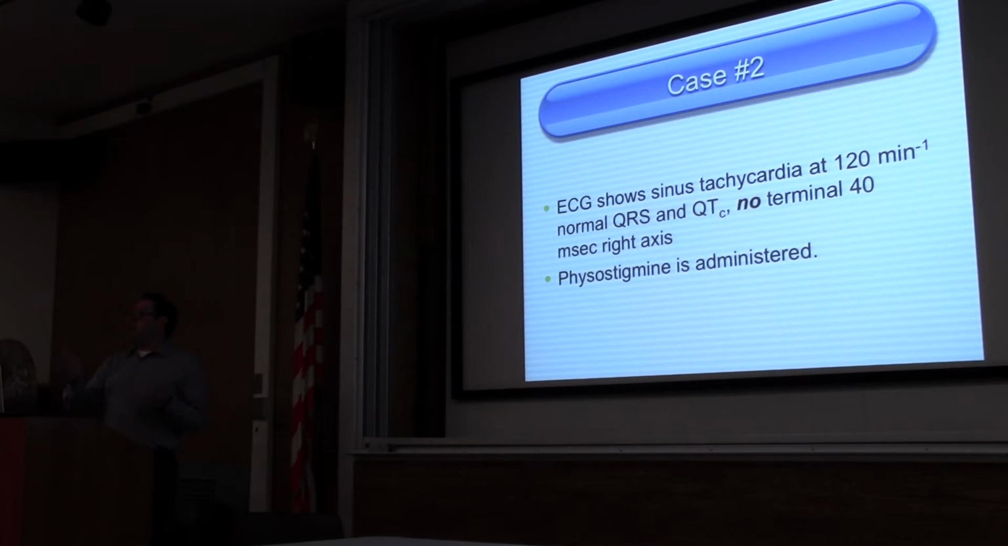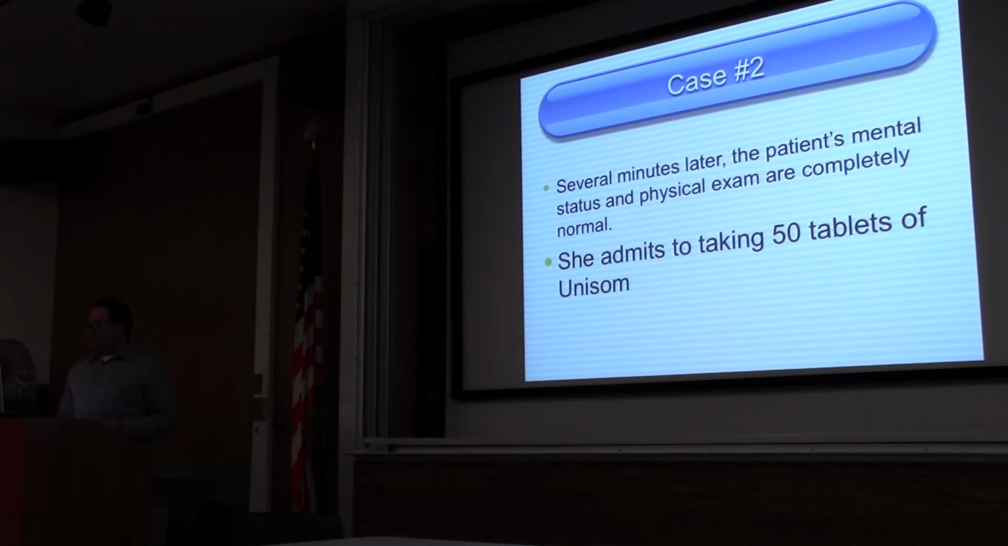When you see an anticholinergic, your first thought should be, could this be a tricyclic? And then once you rule that out, address the others. So physostigmine is administered, and several minutes later, her mental status and physical exam are completely normal. She says she took 50 tablets of Unisom. What's that? Sleep. Yeah, to sleep. So there are actually two different things that can be in Unisom. It can either be diphenhydramine, same as Benadryl, or it can be doxylamine, another anticholinergic antihistamine. If you knew it was doxylamine, you'd also check a UA because they can get atraumatic rhabdomyolysis if you take an overdose of doxylamine.